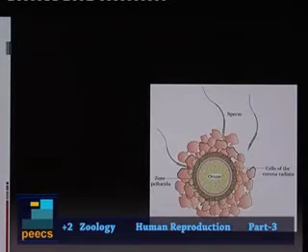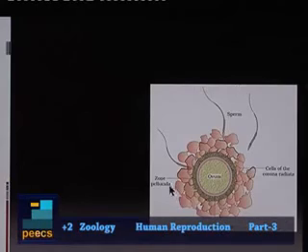You can see that the ovum has different membranes. The different membranes covering the ovum are, first of all, a non-cellular layer called zona pellucida. You can see here, this is zona pellucida. And outer to zona pellucida, you can see a layer of follicular cells, and this layer is called corona radiata.